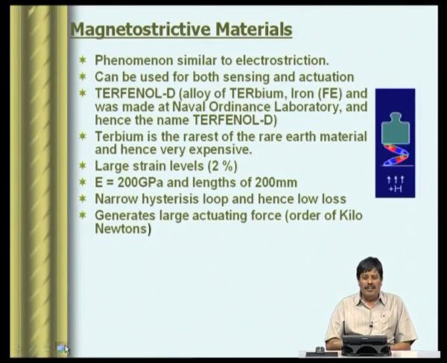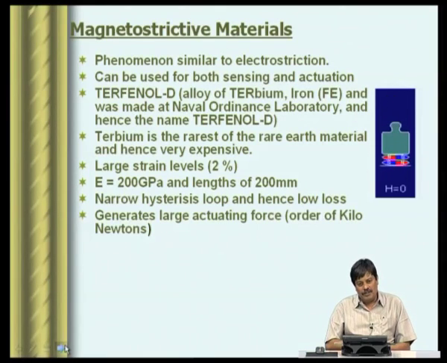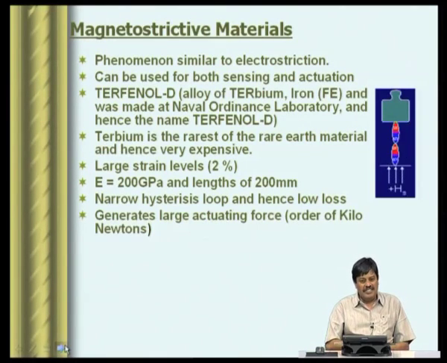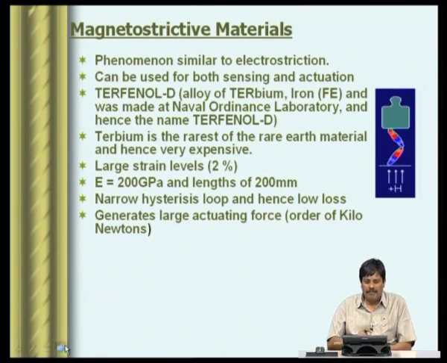Terbium is a rare earth material. As I said, it is the rarest of the rare earth materials, and it is extremely expensive. One gram of terbium costs nearly 8 times the cost of gold. But the major advantage here is it can deliver large strain levels, 2%, and as a result the amount of control force that it can generate is of the order of kilonewtons. It has a very low hysteresis, hence it is very effective as an actuator material, but there are some works reported where it has also been used as a sensing material in structural health monitoring studies.